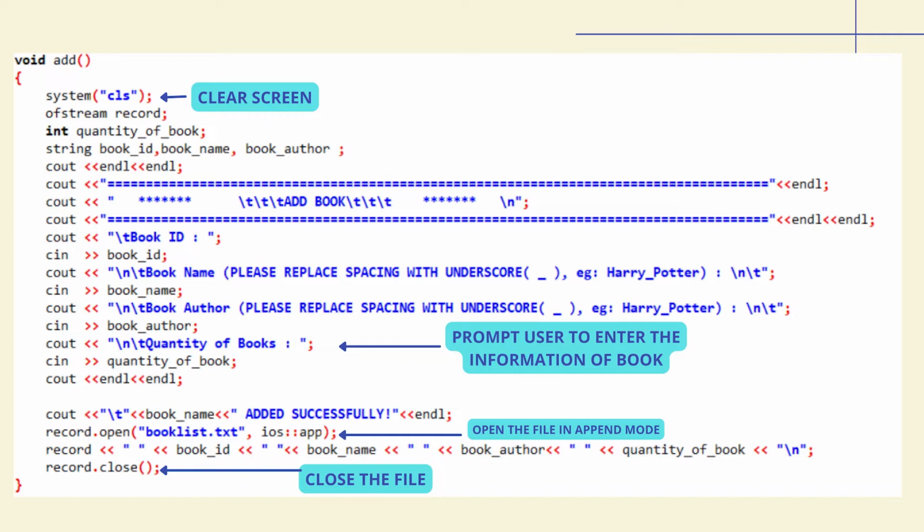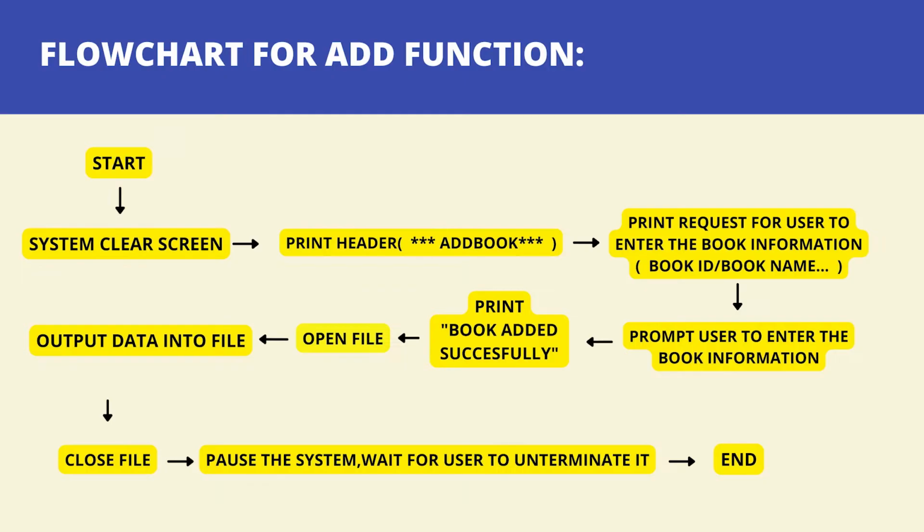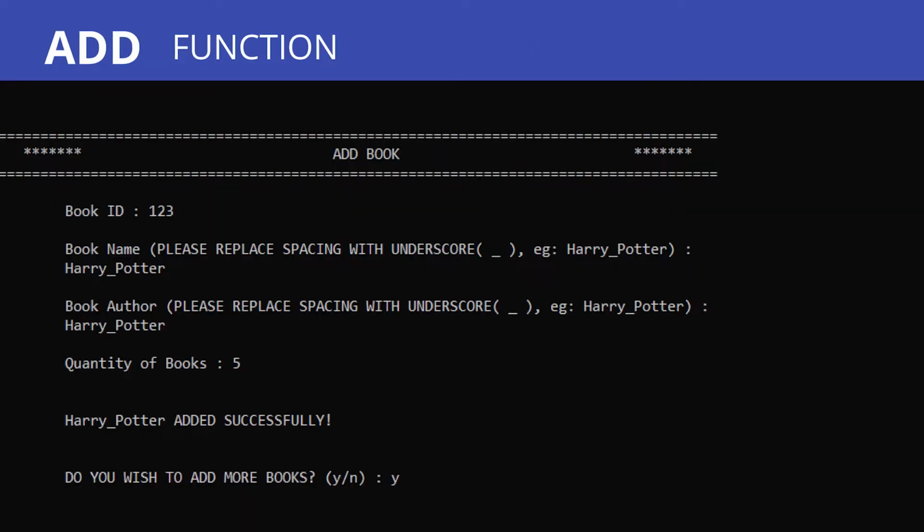Then I open the file in append mode and output the data into the file. When these are all done, I close the file, and finally the add function ends. This is the flowchart based on what I have explained just now, and this is the sample output of the function.